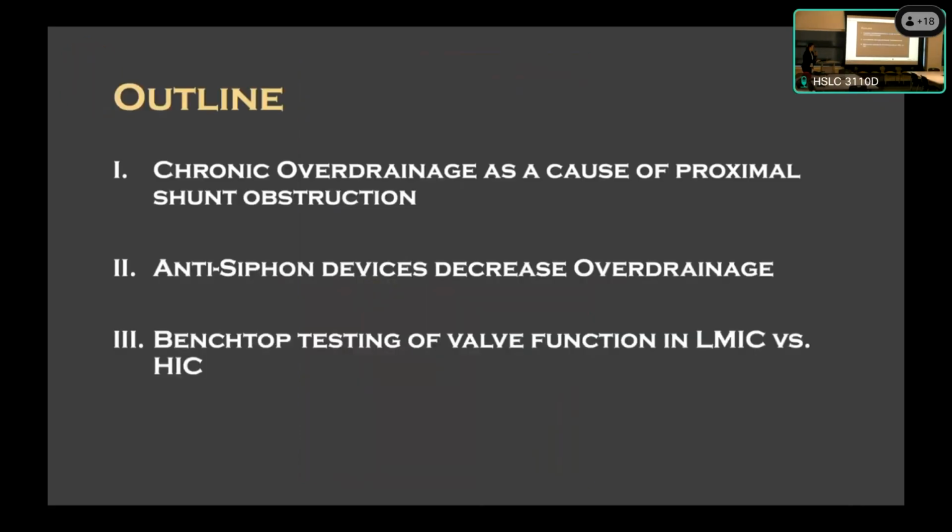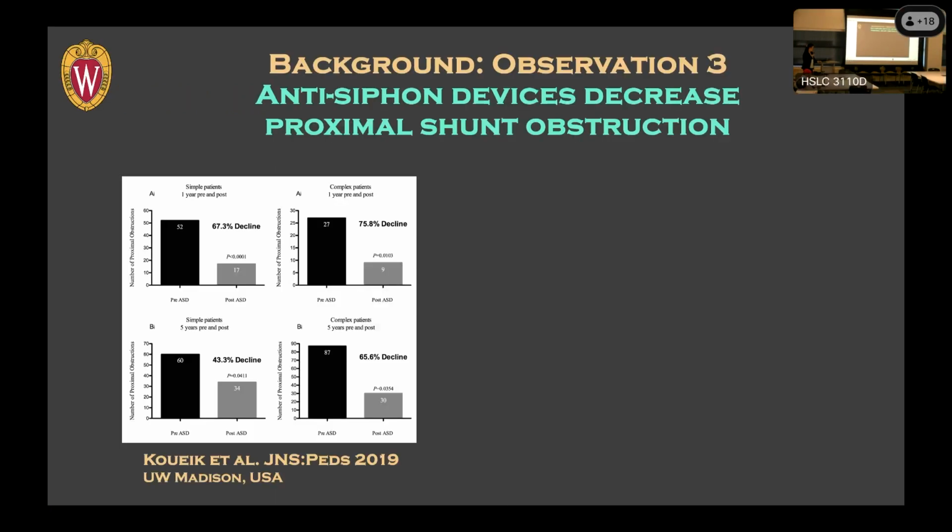Now that we have shown that chronic overdrainage is causing proximal obstruction and it really exists on the bench, is there anything we can do to decrease that? So I'm going to show you the role of an anti-siphon device in decreasing the overdrainage pattern. We have shown that adding a second valve in a shunted patient decreases the rate of proximal shunt obstruction anywhere between 60 and 80%, depending on the complexity of the patient.